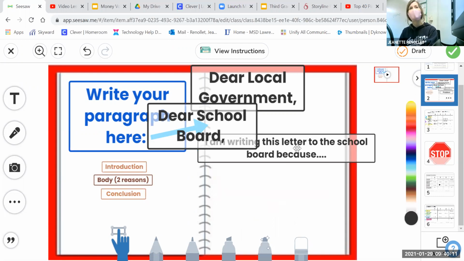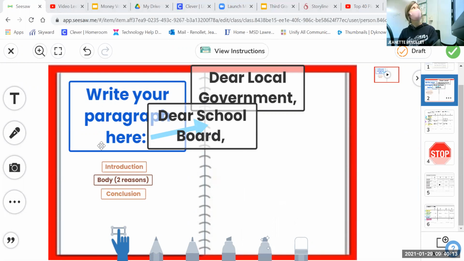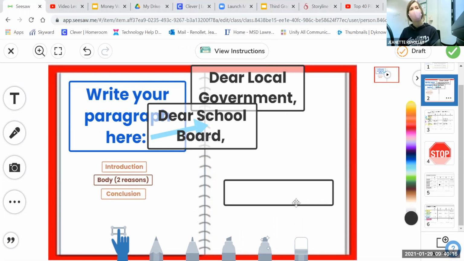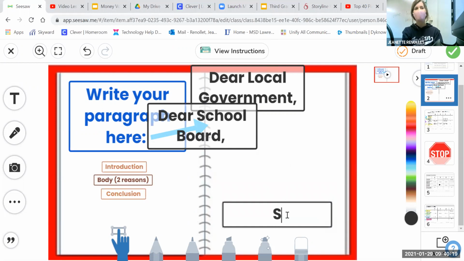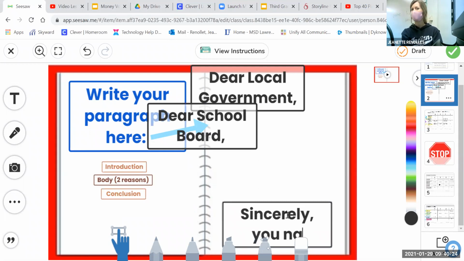And then we're going to add a closing. At the end, you're going to say sincerely, and then sign your name. Sincerely, your name. Okay, go ahead and add that now with your partner. I'll send you back into your group. Add your greeting to say hello school board or hello local government, and your closing where you say sincerely and you type your name. Go ahead and work on that now. That's our last job with our group.